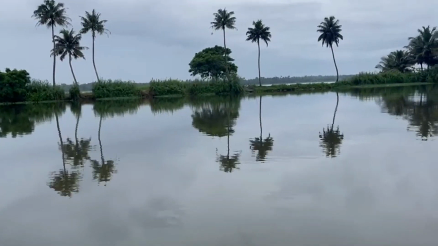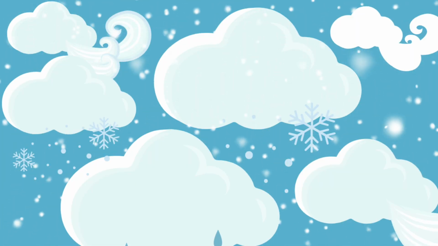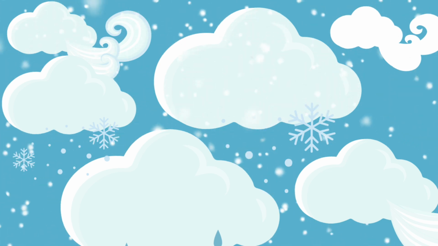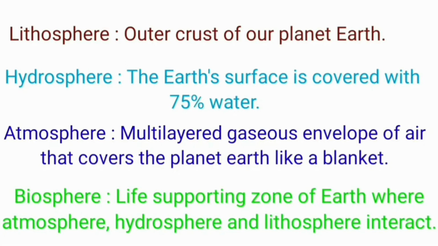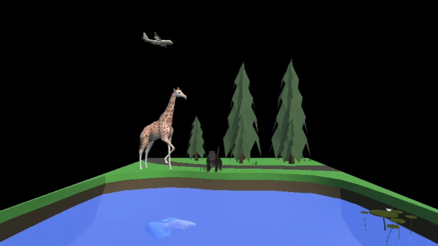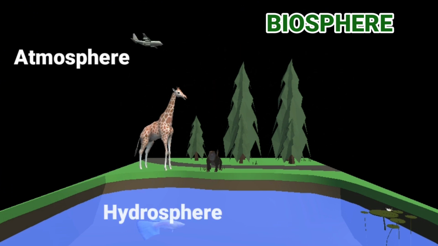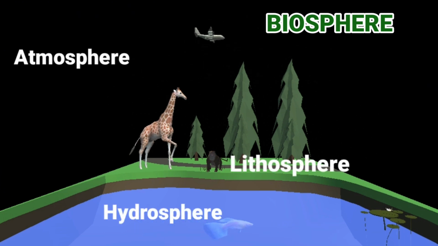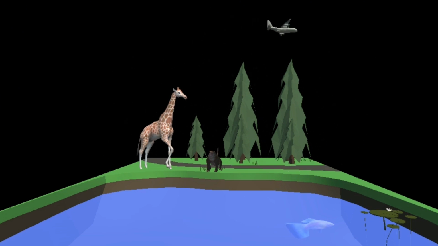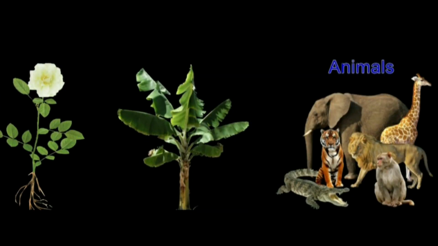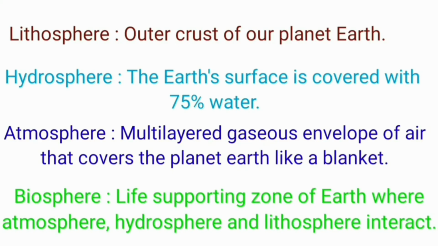Next is the atmosphere, the multi-layered gaseous envelope of air that covers the whole Earth like a blanket. That is atmosphere. Biosphere is the life supporting zone of the Earth where the atmosphere, the hydrosphere, and lithosphere interact and make life possible. Living things like plants and animals are called biotic components of biosphere. Whereas non-living things, what are the non-living things? Air, water, and land form the abiotic components of biosphere.